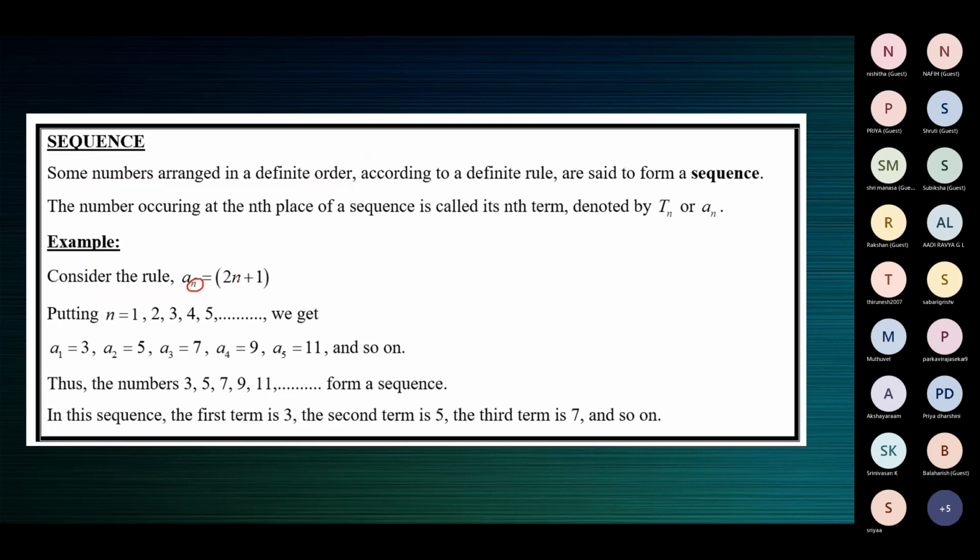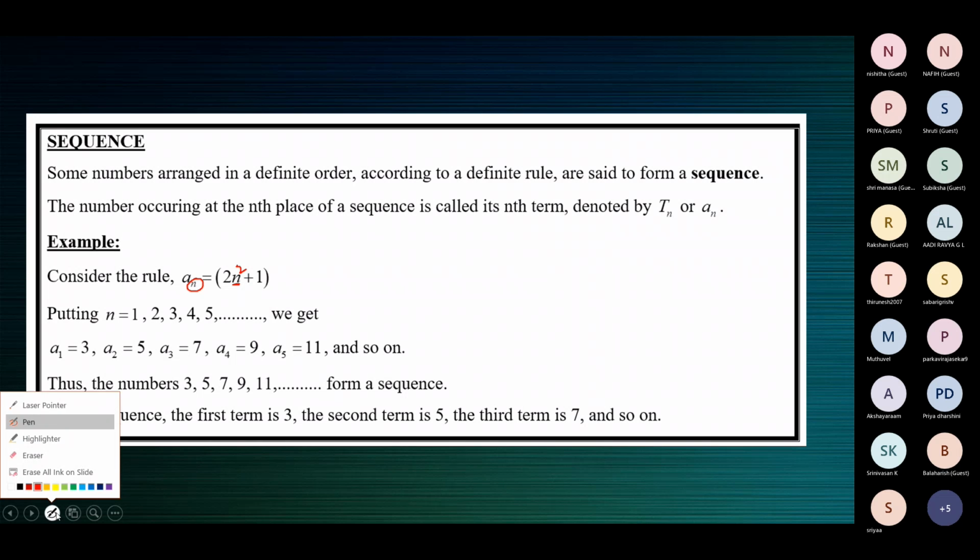That is the first term of the sequence. When n is 2, here also you'll have to substitute 2. So when n takes the value 2, you will find the second term of the sequence. When n takes the value 3, you will find the value in the third position of the sequence, and so on. Using this rule, you can find the value in any position of the sequence.